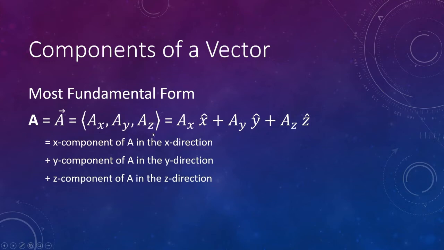So one way you'll see a vector written is in this bracket notation, where you have brackets and then each component separated by a comma. Or you could see this written in long form, which is the x component of A in the x direction plus the y component of A in the y direction plus the z component of A in the z direction. Again, when you manipulate vectors, writing it in terms of its components like this is the most fundamental way of doing so. But let's say we want to look at a vector in terms of its magnitude and angle.